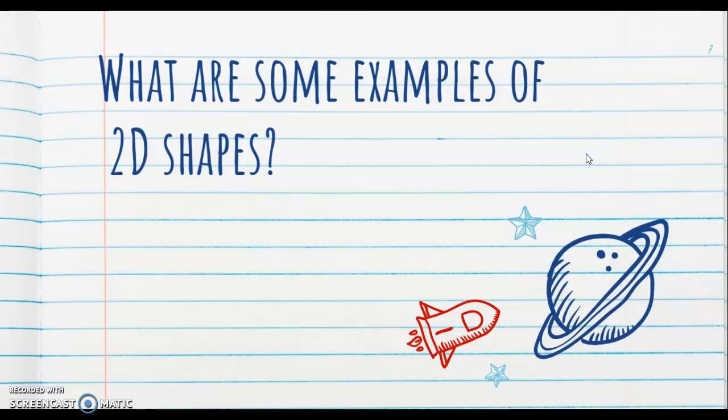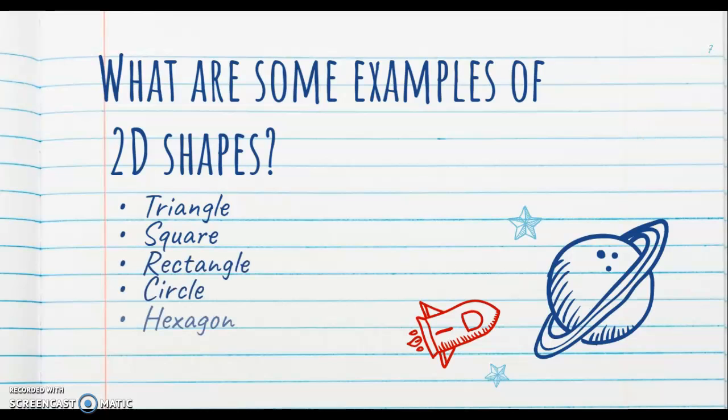What are some examples of 2D shapes? I'm going to give you guys some time to think about some examples that you might have. Okay, let's see if any of your examples were right. Here are some examples of 2D shapes. We have a triangle, a square, a rectangle, a circle, and a hexagon. These are all 2D shapes. These are not the only 2D shapes, but these are examples of 2D shapes. These are shapes that lay flat.